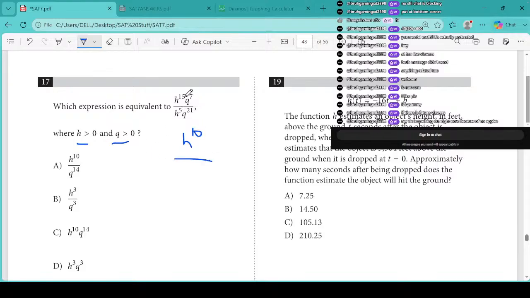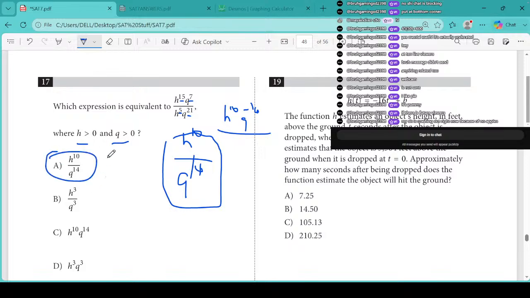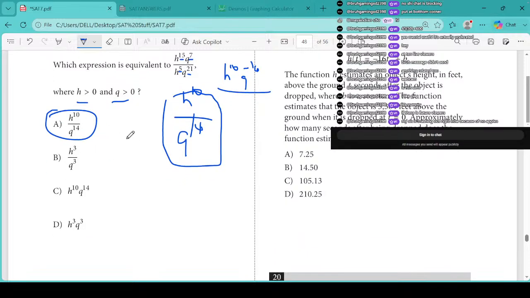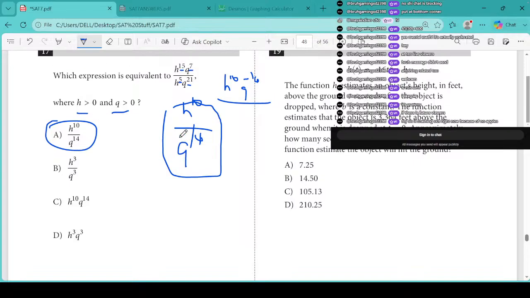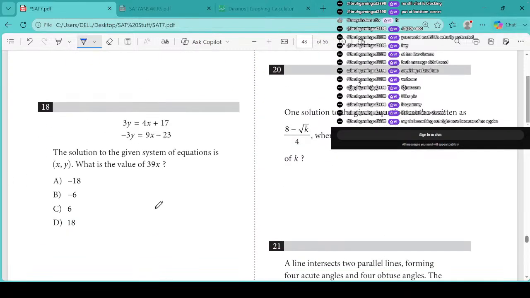Remember, when you're canceling out exponents, you just take the top minus the bottom. So 7 and 21 cancels out, q to the 14. You can also write it as h^10, q^-14. That's something you can do with exponents, but this is the answer we have. And that's the answer choice. So pretty straightforward, just cancel, and then you get that.